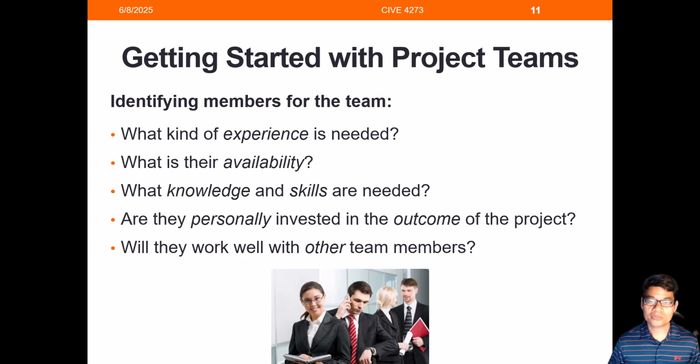Now it's the time to build a team. As project management, you need to identify the members for your team. Those are the list of questions you should ask yourself. What kind of experience is needed?